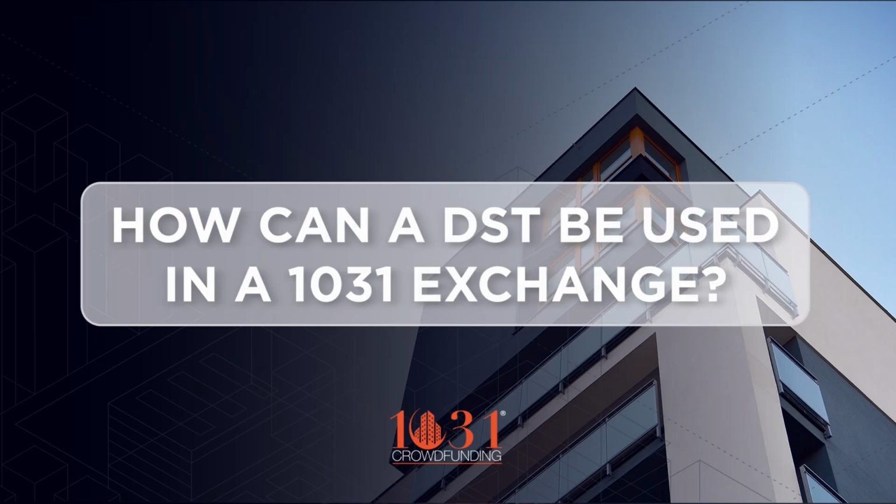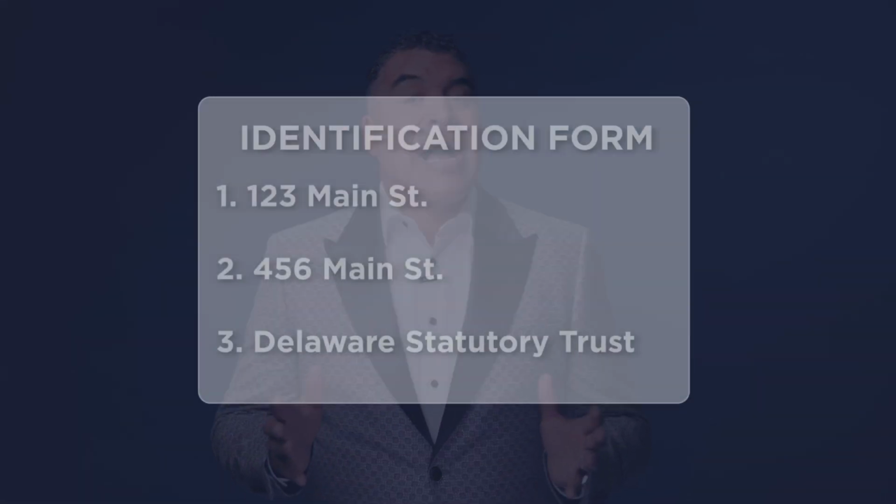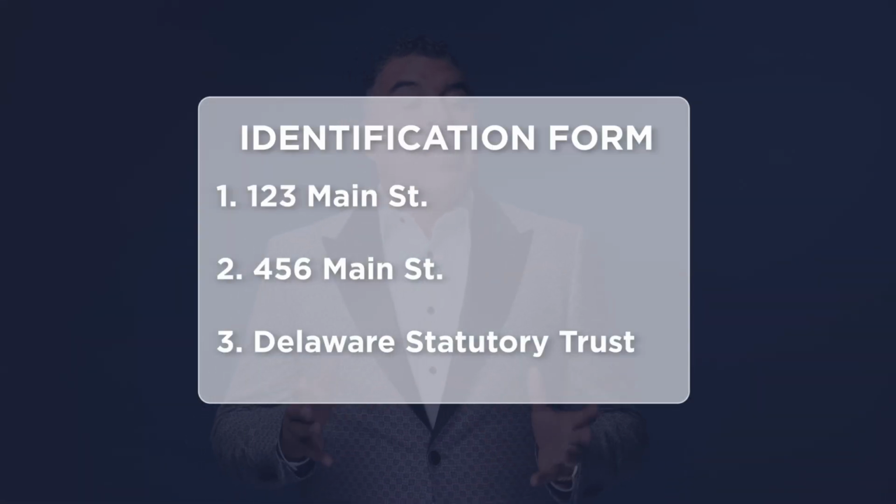How can a DST be used in my 1031 exchange? Well, it could be used in many, many different ways. If you still want to remain as an active real estate investor buying your own opportunities, you can use the DST as a backup option for your identification form. Why? Because the DST already owns the asset, so it eliminates a lot of the closing risk associated with your traditional exchange. That's one way.